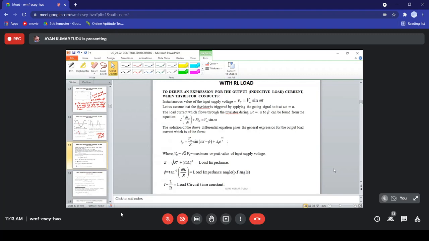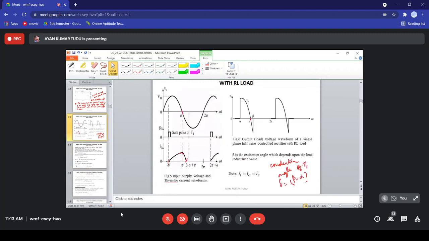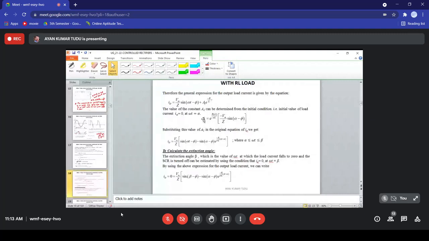Since this is the general expression for the output load current, we have to find the value of this constant A1. How can we do that? The value of this constant can be determined from the initial condition. What is the initial condition? At omega t equal to alpha, our I0 is equal to 0. If we put that value, the initial value of the load current I0 equal to 0 at omega t equal to alpha, then we can find the expression for our constant A1.